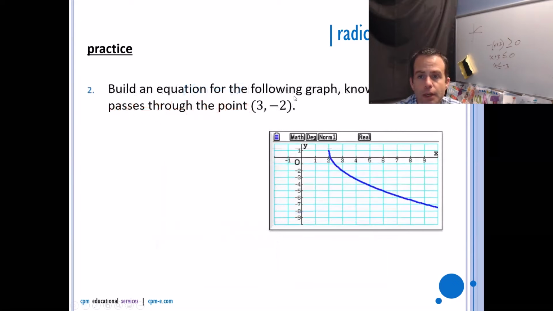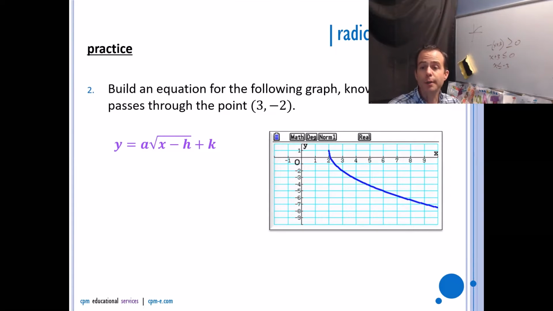Okay, awesome. Build an equation for the following graph, knowing that it passes through the point 3, negative 2. So any sort of equation we build, we want to think about, do I want an a value or do I want a b value here? For sure, I have vertically reflected this just based on the orientation, and I have not horizontally reflected this. So I'm actually going to build this with an A because I know that my A value is going to have to turn out to be negative anyway.